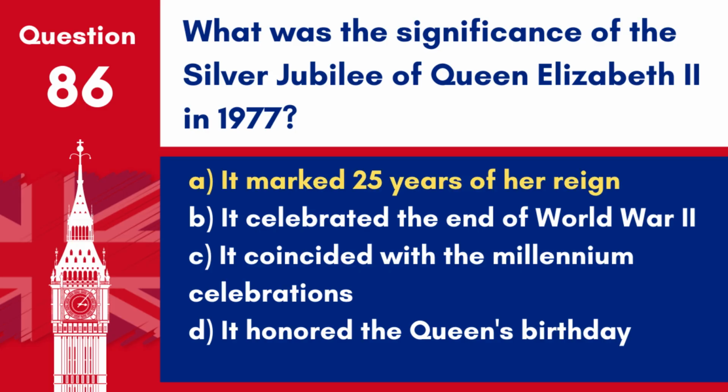Answer: A. It marked 25 years of her reign. The Silver Jubilee of Queen Elizabeth II in 1977 was significant as it marked 25 years of her reign, celebrated with various events and activities across the UK and the Commonwealth.